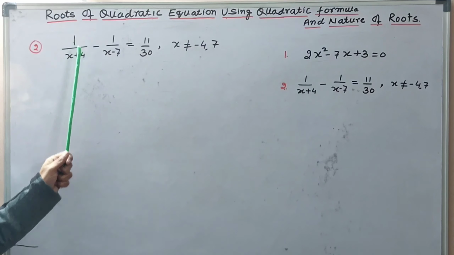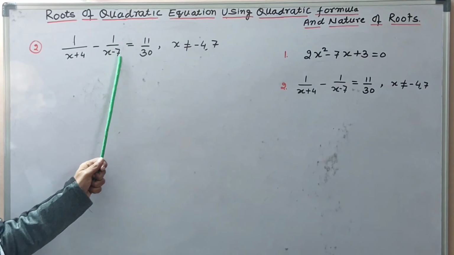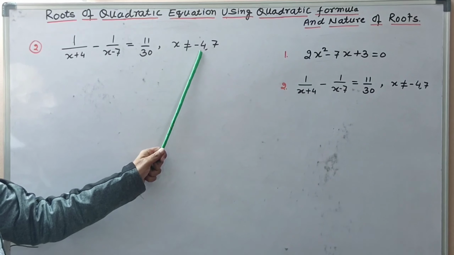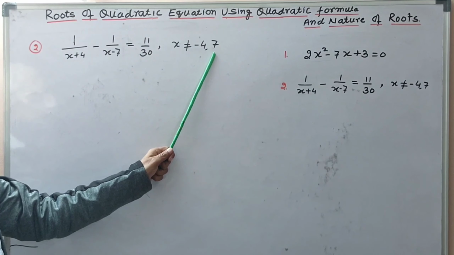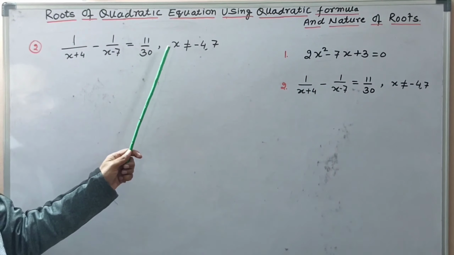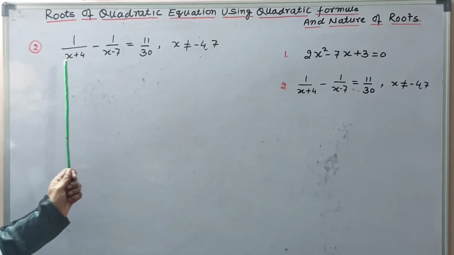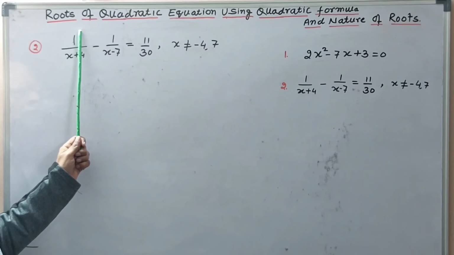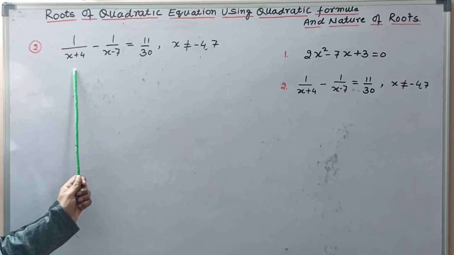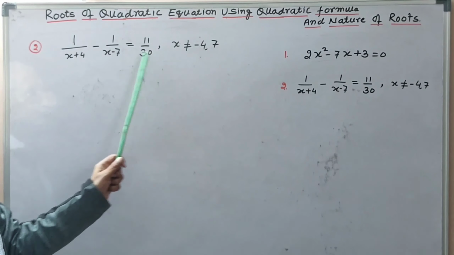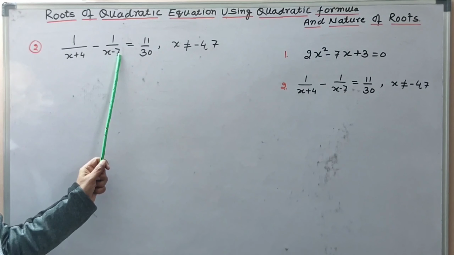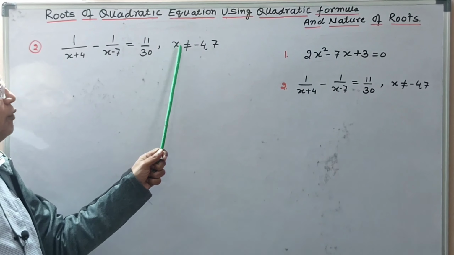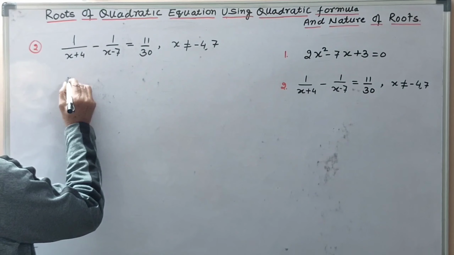Question number second. 1 upon x plus 4 minus 1 upon x minus 7 equal to 11 upon 30. x is not equal to minus 4 and 7. If x equal to minus 4, x plus 4 is 0, and we know that division by 0 is not defined. Similarly, if x equal to 7, 7 minus 7 is 0. Since the division by 0 is not defined, therefore x cannot be equal to minus 4 and 7.